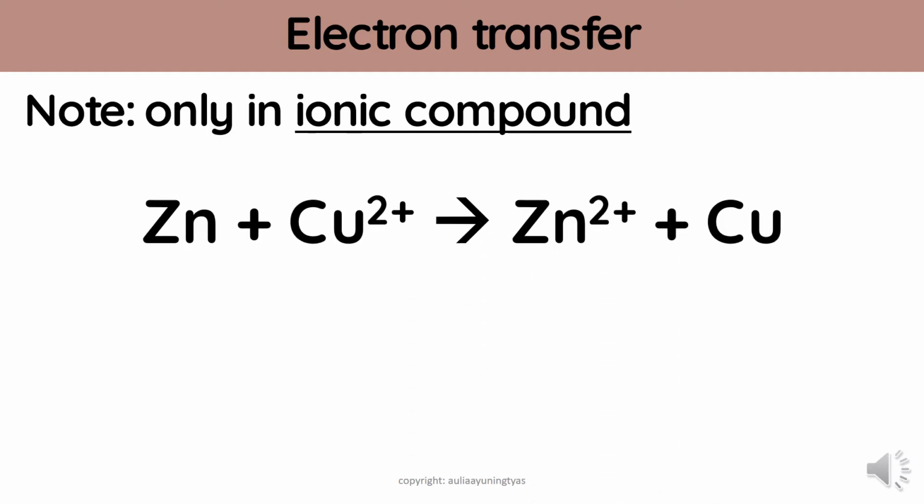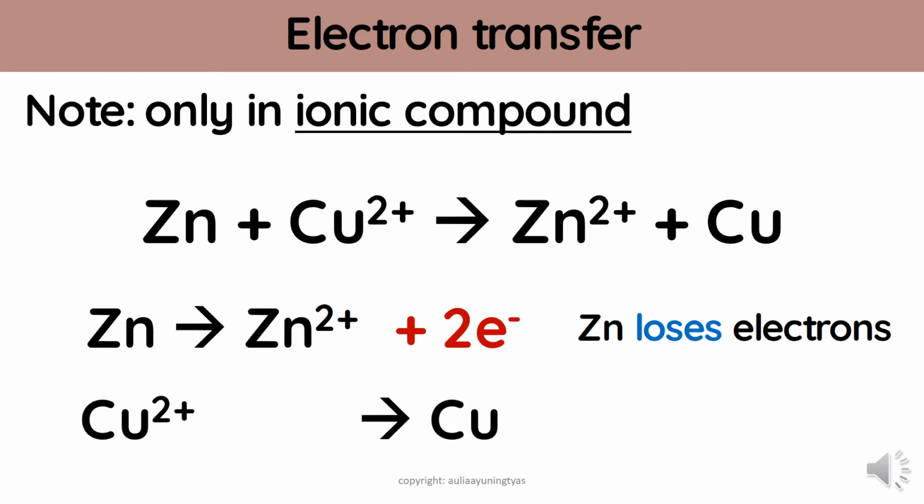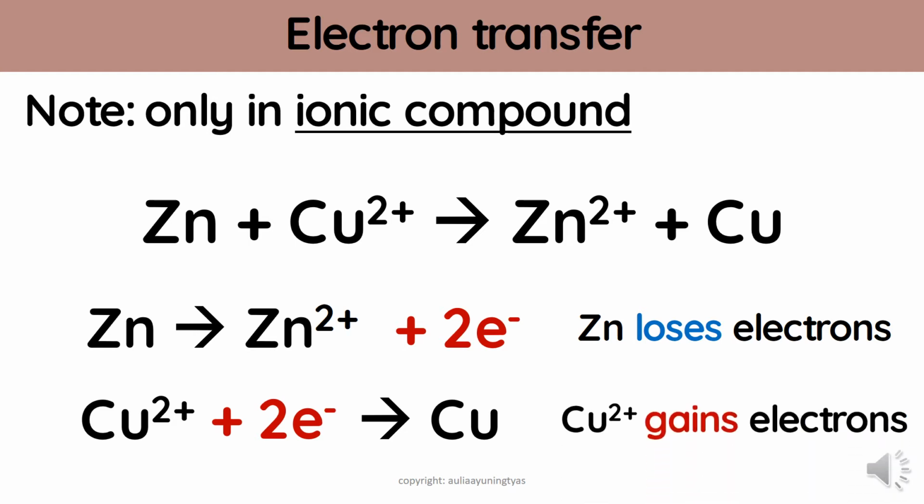Let's take a look at this full reaction. Zinc atom became zinc 2 plus ion, meaning that zinc atom has lost 2 electrons. On the other hand, copper 2 plus ion became copper atom, meaning that copper 2 plus ion has gained 2 electrons. These two equations at the bottom are called half equations. The numbers of electrons lost and gained in a redox reaction must be equal.